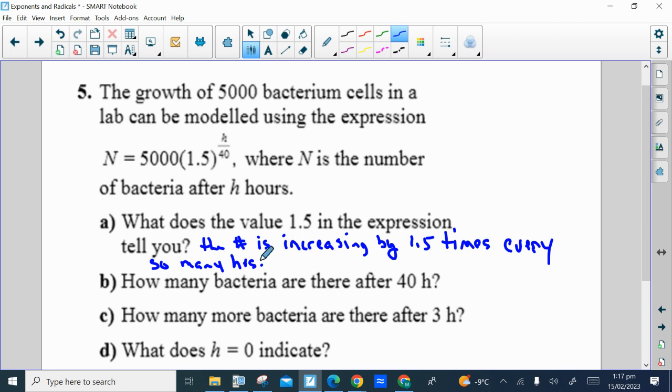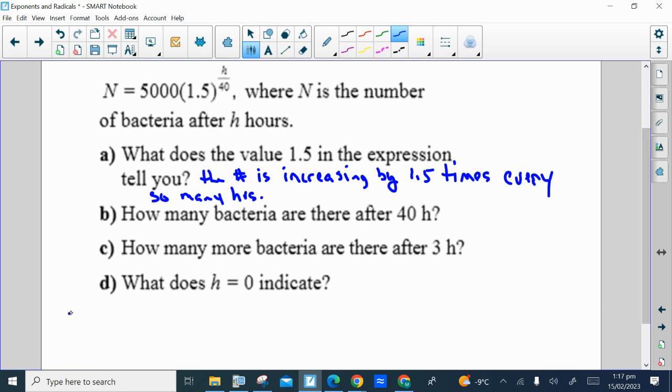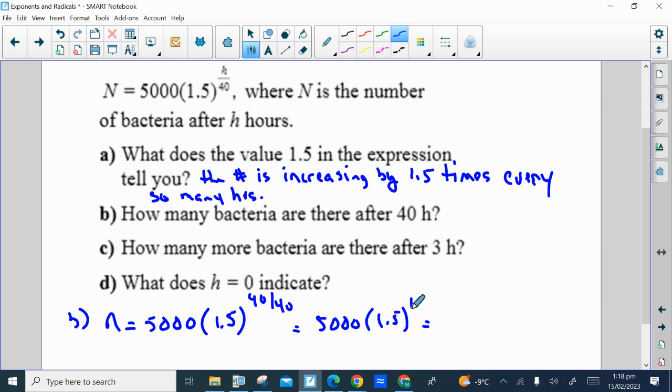Part B says how many bacteria were there after 40 hours. So this would be found by using the equation and letting H equal 40. And because the number under the H is also 40, 40 divided by 40 is 1. So it's going to just be 5,000 times 1.5 to the 1, or times 1.5, which is 7,500.